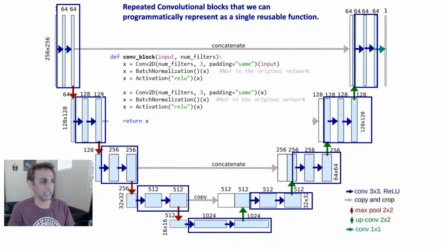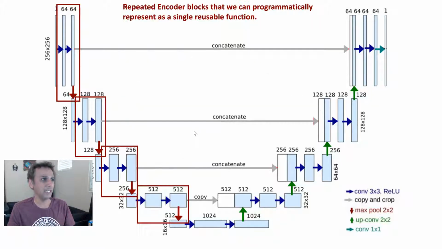And that blue box repeats. If you look at that, it repeats even while it's going up. So it does make sense for us to define this as a separate function. Now let's also define an encoder block in a separate function. Encoder block is nothing but our convolution block with max pooling added to it. That's it.